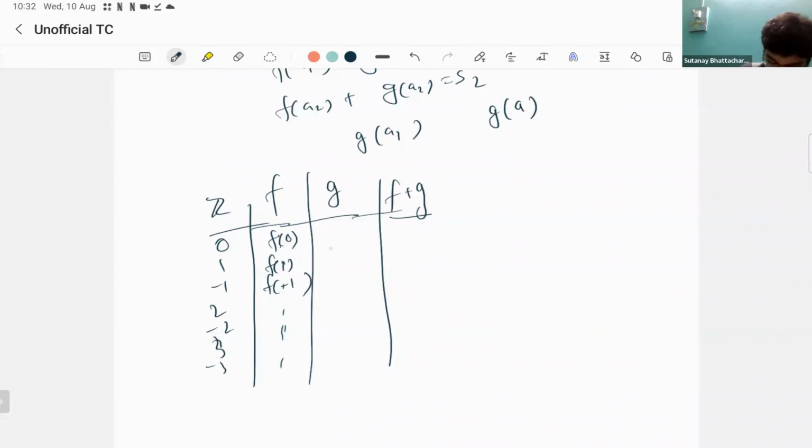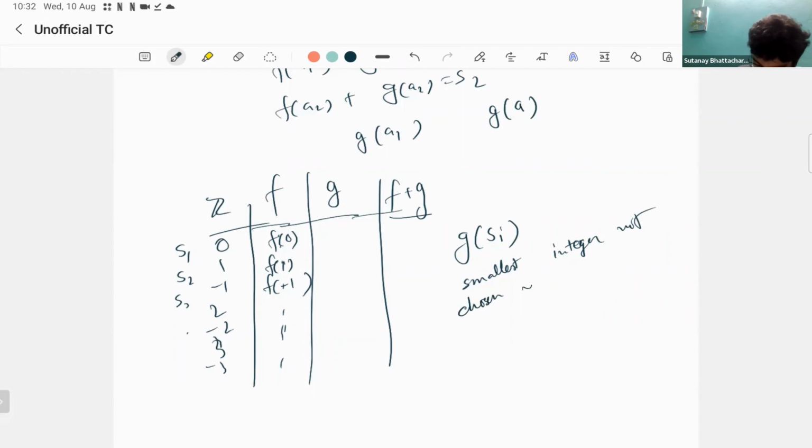We want to make sure that 0 does not appear in this column. So let's pick g in this way. g of 0 would be the smallest integer that we have not chosen yet, and which is also not equal to minus f of 0. If we call these S1, S2, S3, and so on, g of Si would be the smallest in absolute value integer not chosen yet, and not equal to minus f of Si.